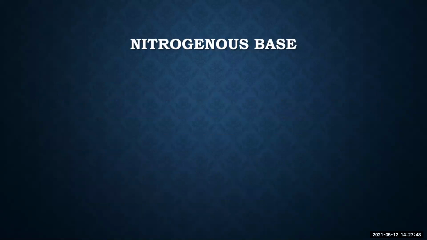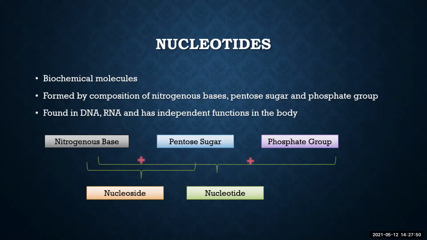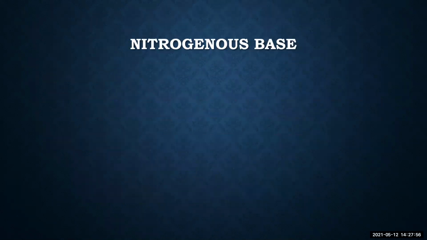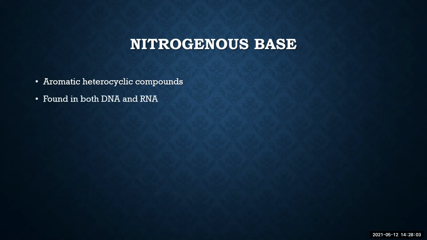So we'll see the individual components of this nucleotide one by one, and then we'll go into the overall nucleotide. So nitrogenous bases are defined as aromatic heterocyclic compounds found in both DNA and RNA. How do we define nitrogenous bases? Nitrogenous bases are aromatic heterocyclic compounds present in both DNA and RNA.